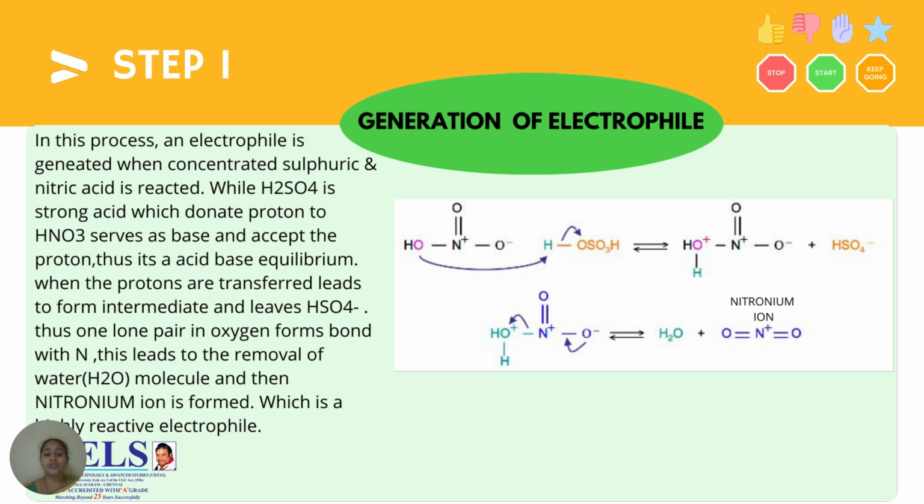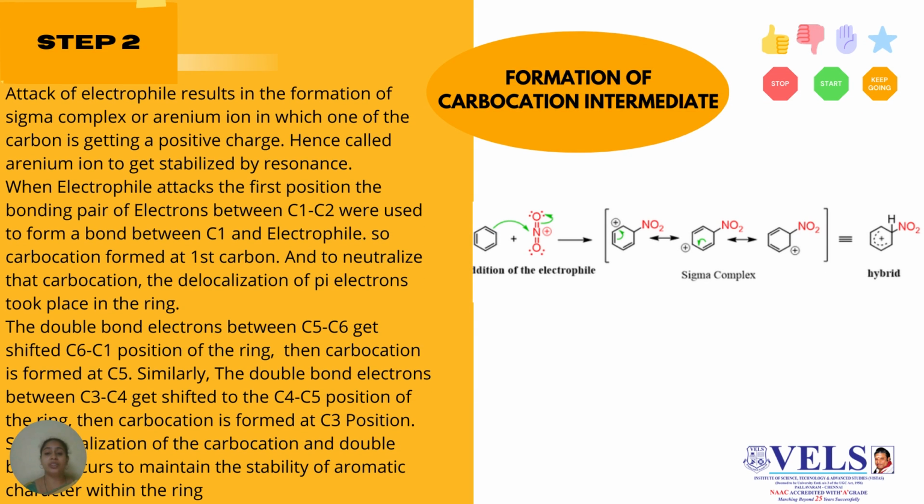The lone pair of electrons present on the oxygen is given to the nitrogen, resulting in the removal of a water molecule as H2O, and then a nitronium ion, NO2 plus, is formed, which is nothing but our electrophile, a highly reactive species. So in step 2, the nitronium ion will attack the benzene ring and form a carbocation.